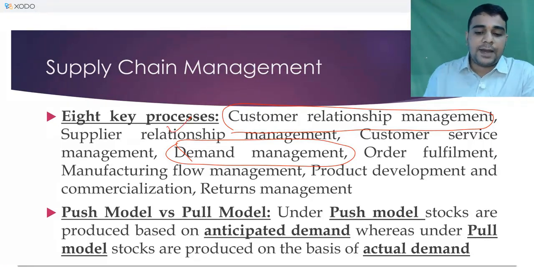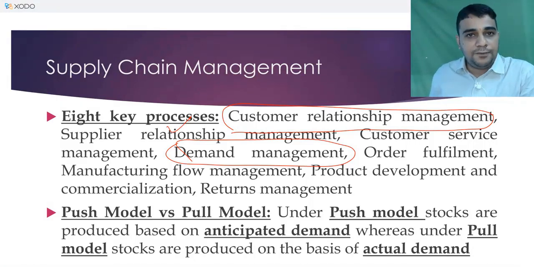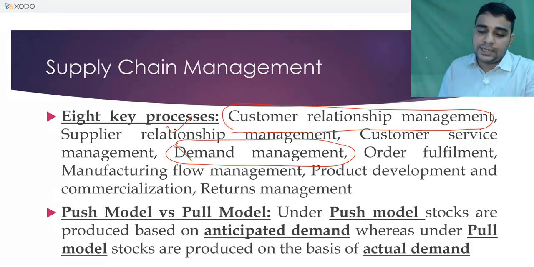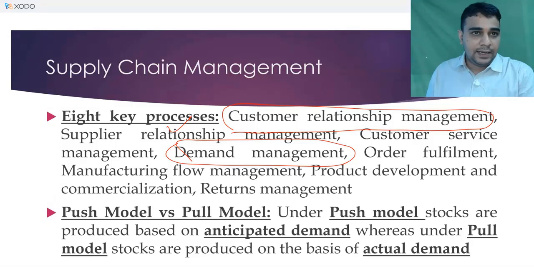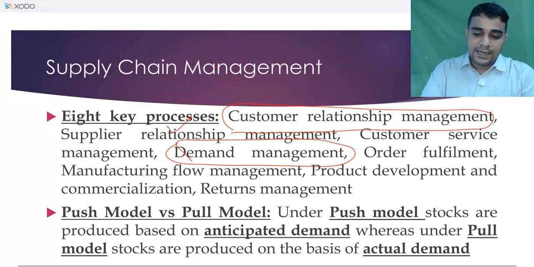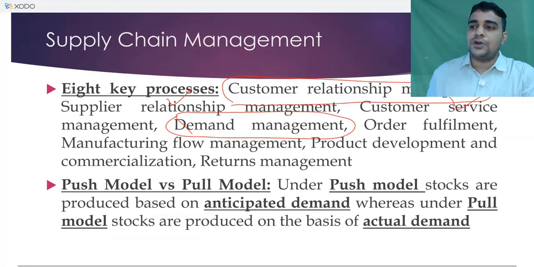Supplier relationship management is having control on supplier information, that is, when did the supplier deliver the product which I asked him, is he on time, is he delaying, what is the quality, are there any rejections happening with the supplier. Finally, the supplier relationship management can help me in rating my supplier. Customer service management is an extension of your CRM.